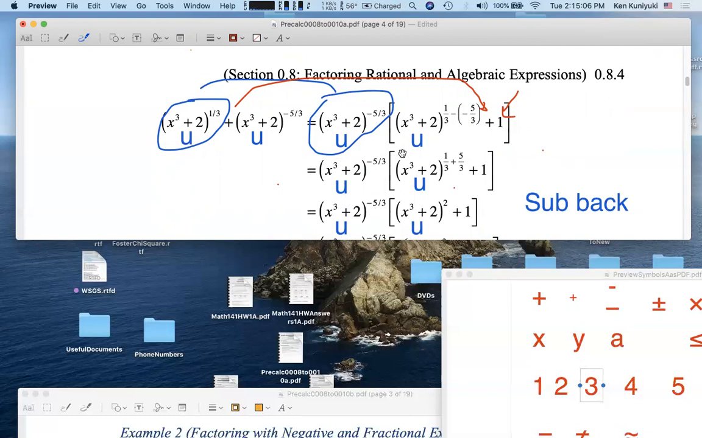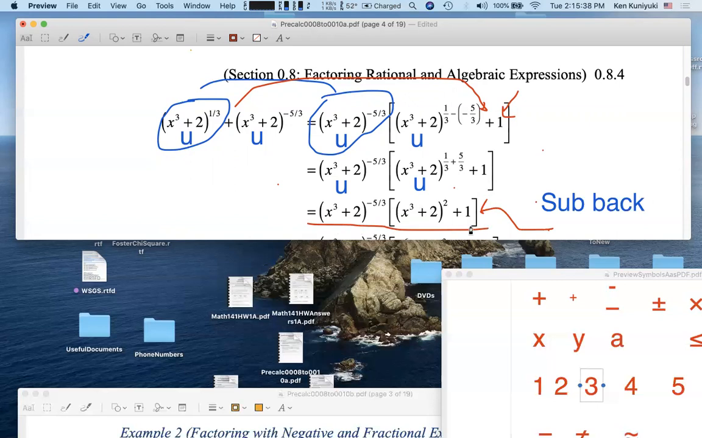So then we would get this anyway. We'd be going back to here anyway. So the base, x cubed plus 2, all to the negative 5/3, times the quantity x cubed plus 2, all squared, and then plus 1. So I'll go ahead and erase the u's now. So we now have this. I'll underline it. We now have that.